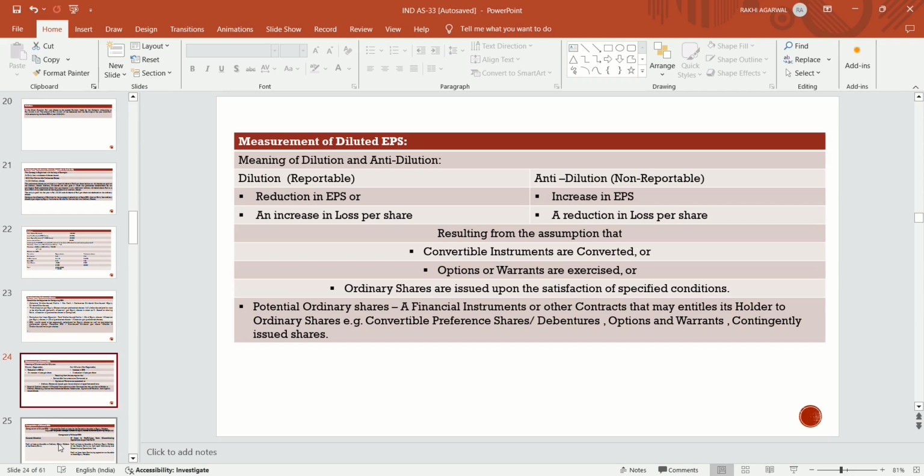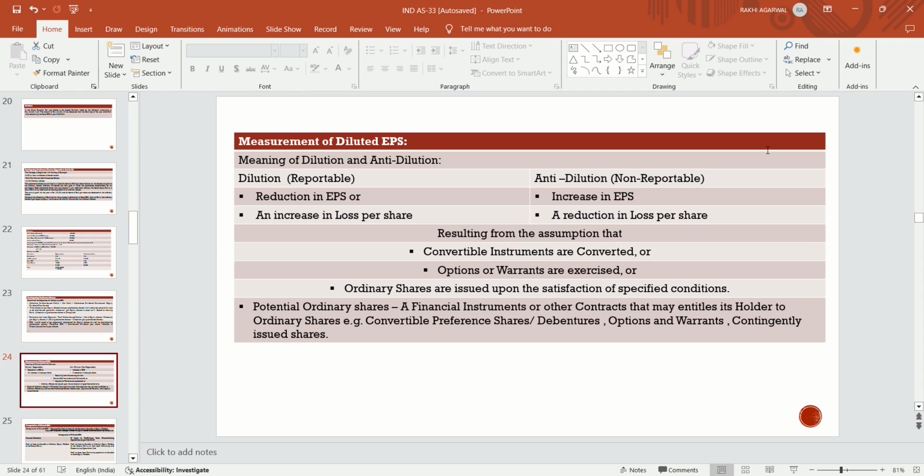Now, measurement of diluted EPS. Now we will discuss the concept related to diluted EPS: how diluted EPS is calculated, what is the meaning of dilution, and what is the meaning of anti-dilution. Dilution means if there is a reduction in EPS or an increase in loss per share, then it is to be treated as dilution. After dilution, if there is an increase in EPS, then that is to be treated as anti-dilution. If there is a reduction in loss per share, then that is anti-dilution. If there is an increase in loss per share, then that is dilution.